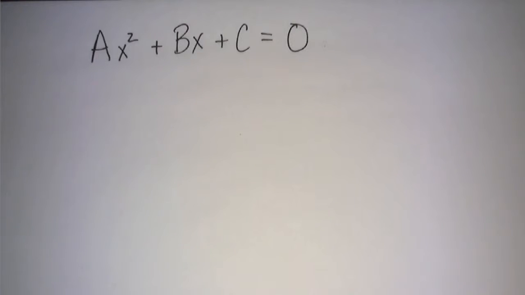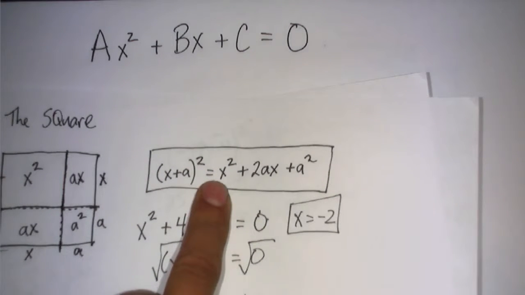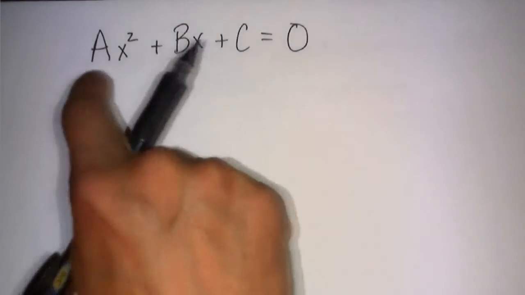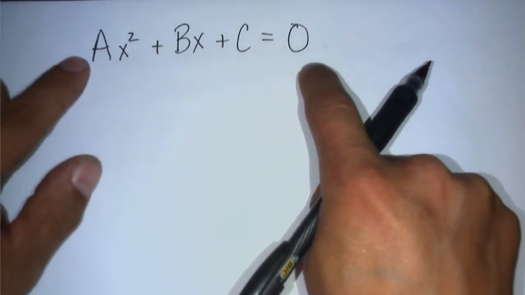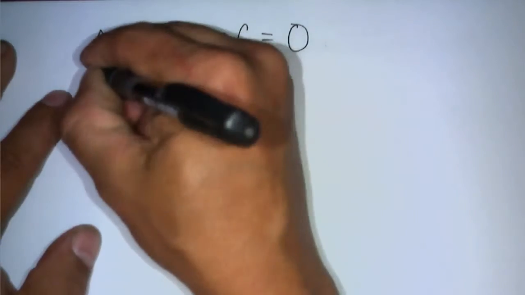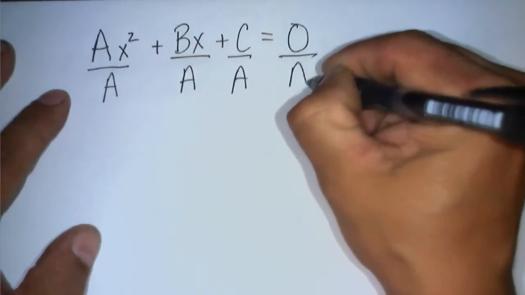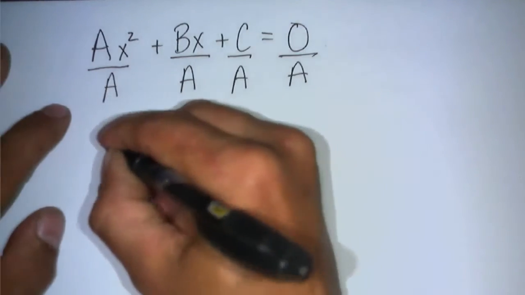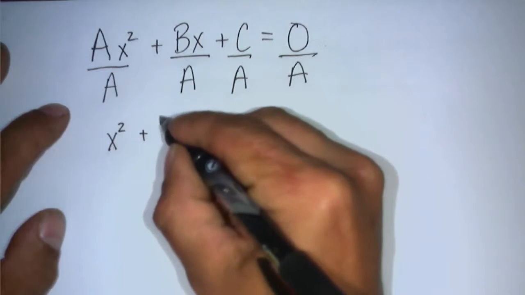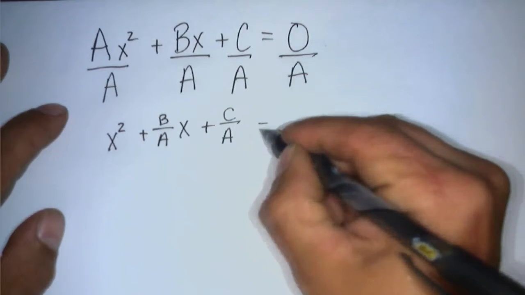Okay, so let's do that. So notice that when we complete the square, this coefficient is 1. So the first thing we need to do is divide everything through on this equation by a, so that we have this coefficient, which is the number in front of x squared, as 1. So if I divide everything through by a, I get, well, a divided by a is 1, so x squared, plus b divided by a, x, plus c divided by a, and 0 divided by a is 0.